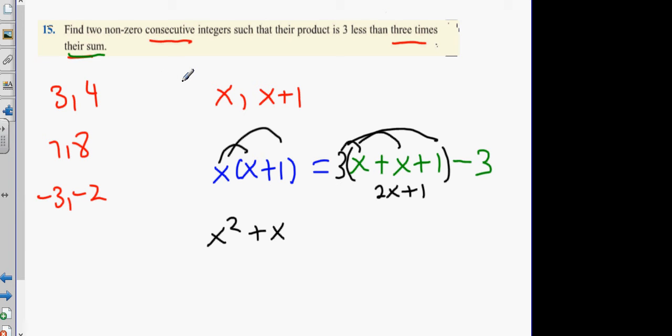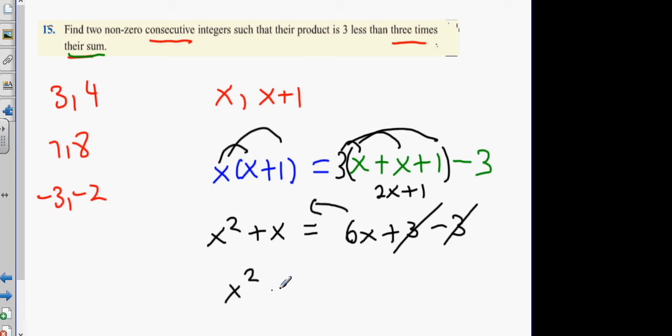Find 2 non-zero consecutive integers such that their product is 3 less than 3 times their sum. Okay, so it's x times x plus 1 equals 3 less than 3 times the sum, okay? It's grand the way it is. 3 times 2x plus 1, 6x plus 3 minus 3. Then the 3s will cancel. Bring the 6x over the other side. And what we're going to get is x squared minus 5x equals 0.